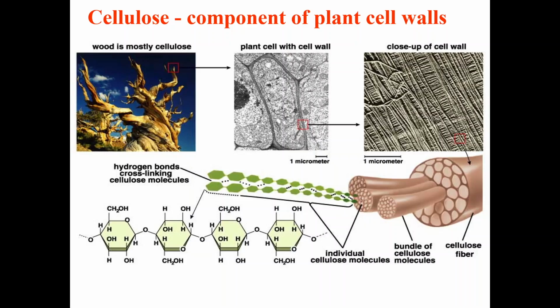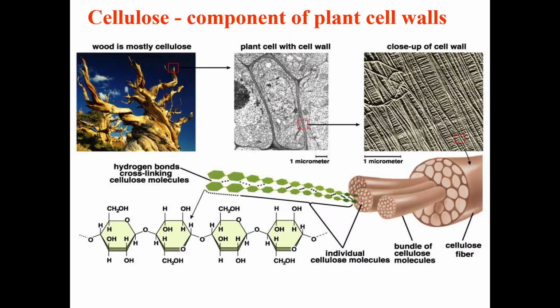So we can usually find these in plants, right? And so plants, what are they composed of? They're composed of cellulose. Cellulose is used for structure. So cellulose is an incredibly strong molecule, right? It's incredibly strong. It's really hard to break down.